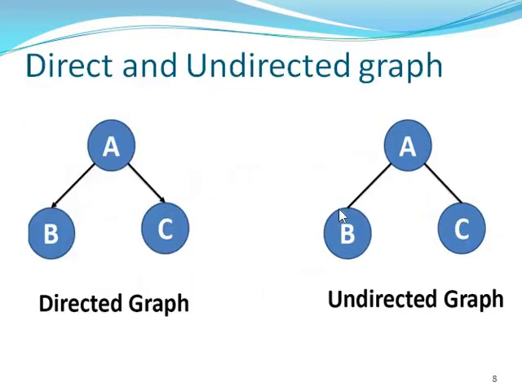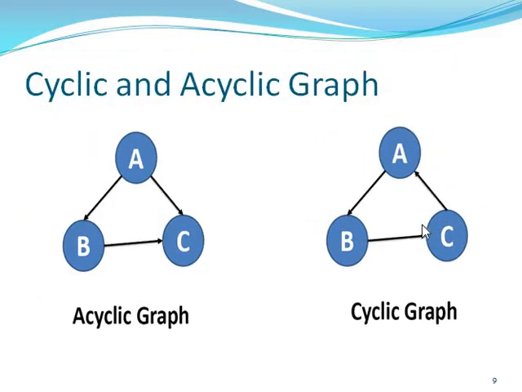So these are the diagrams, and you can see the difference. This is the directed graph because it provides some direction between the nodes or vertices. Here the nodes represent vertices with a particular direction. And this is the acyclic graph and cyclic graph, as you can see.